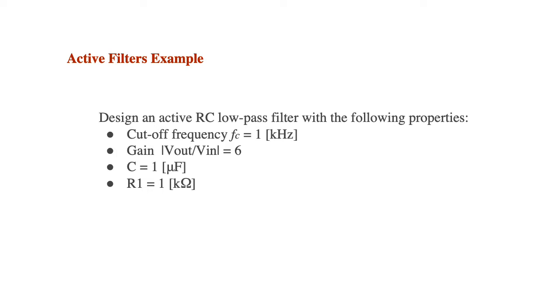The first constraint is the cutoff frequency, which is given by 1 kilohertz. FC is equal to 1 kilohertz. The gain is equal to 6. Finally, we're given the value of one of the resistors, which is R1, whose value is equal to 1 kilo ohm.